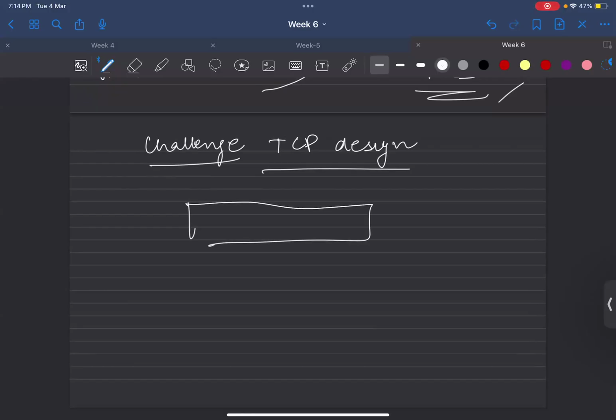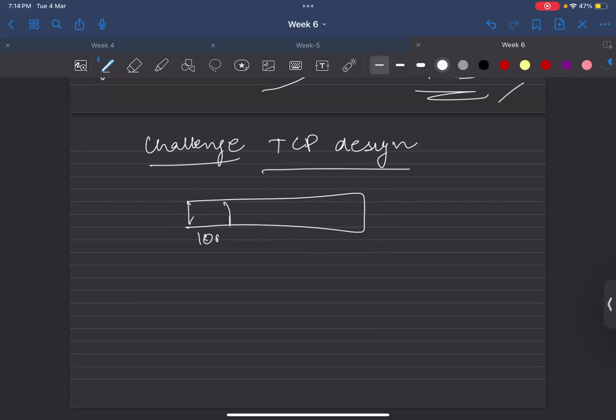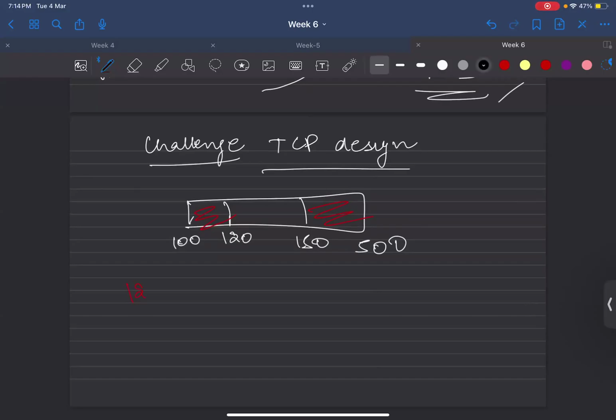Suppose 100 to 120 and 150 to 500 are received. Now the sender sends again, and 120 to 150 was not received, so it may send 121 to 160. Now the receiver will chop off the 150 to 160 part because it doesn't need that.